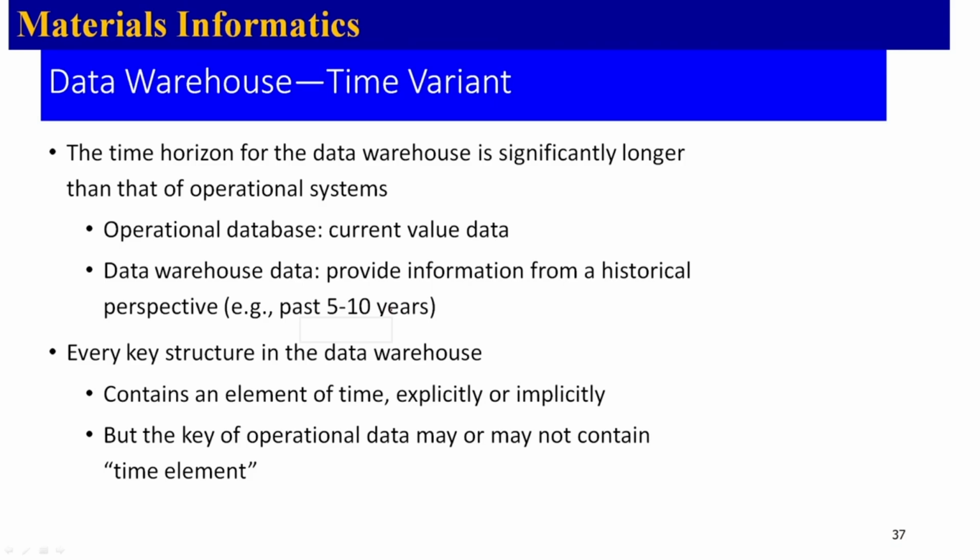It must also be time variant. The time horizon of a data warehouse is very significant. Why? Because it cannot simply talk about historical perspectives, the past 5 to 10 years. It has to be time variant in terms of how it is evolving, right. It should provide data in terms of time. That is why it must contain an element of time explicitly or implicitly. The key operational data may not contain a time element, but the warehouse provides it explicitly or implicitly.